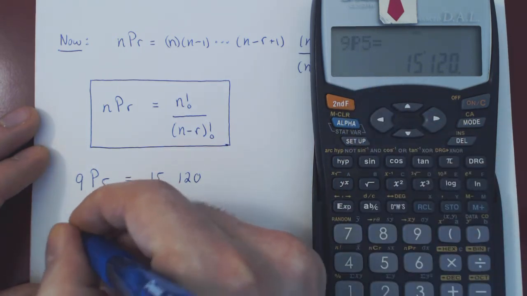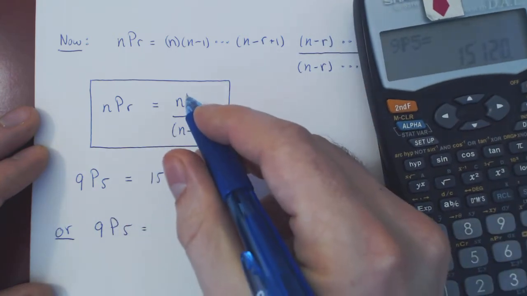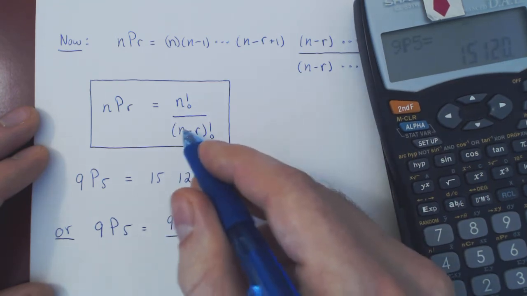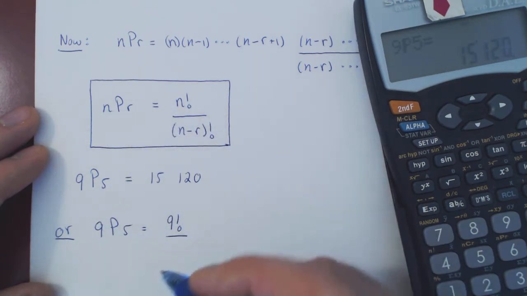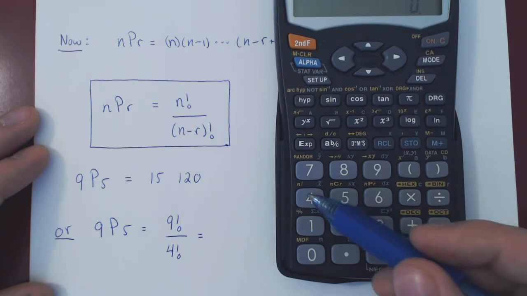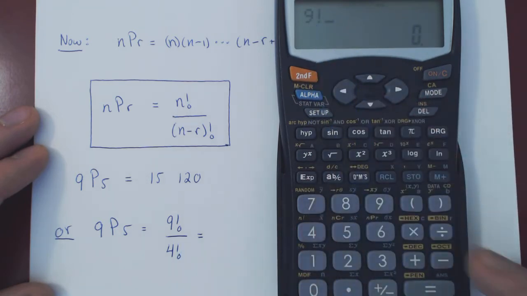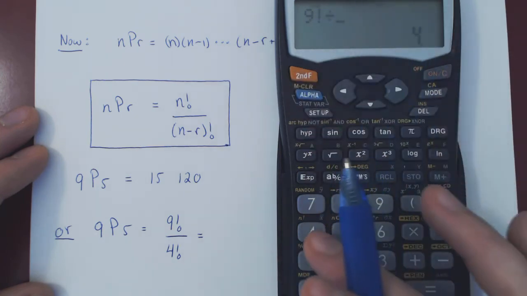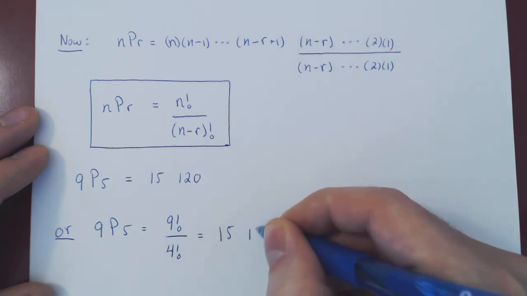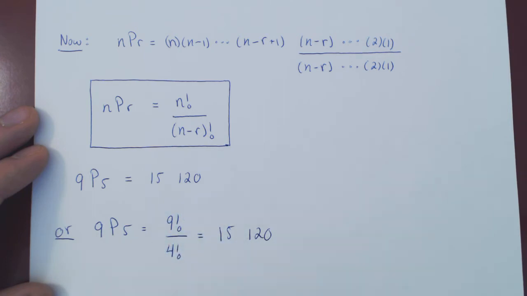Or you could use the factorial. So 9P5, well, if you use our factorial, it is 9 factorial over, and here be careful, it's not r, it's n minus r. 9 minus 5 is 4, over 4 factorial. Now the shortcut key for factorial is above the 4, so you would simply do 9 second function 4, 9 factorial, divided by 4 second function 4, 4 factorial, and you will get once again 15,120. But you're better off with the short key directly, as it avoids you computing these two factorials.